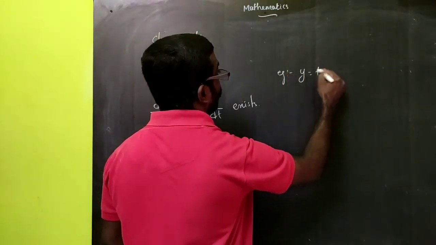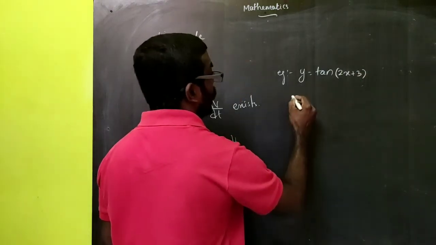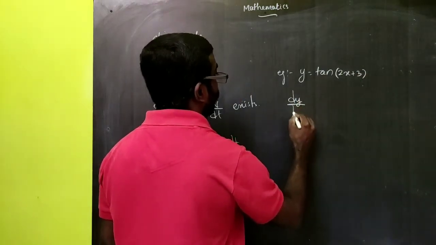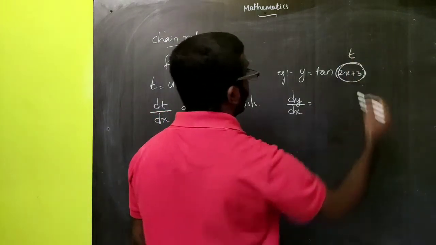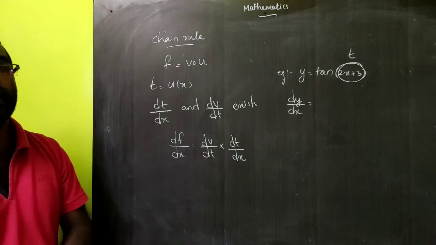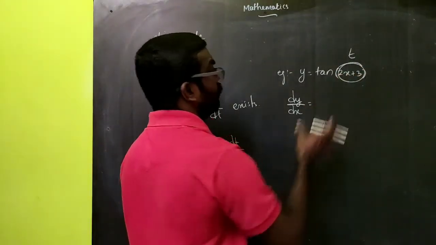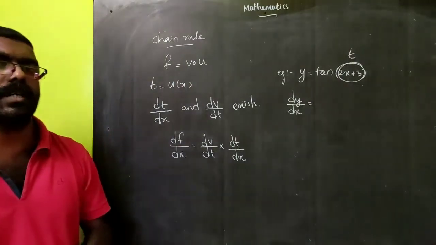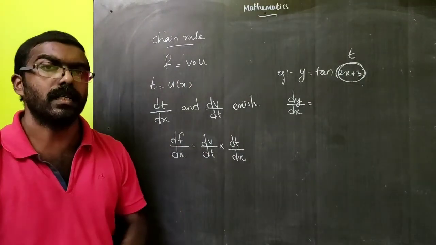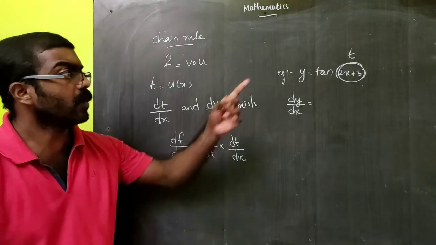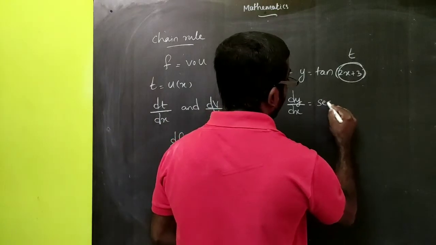y is equal to tan of 2x plus 3, and we have to find the derivative dy by dx. So here dy by dx is equal to, this term can be treated as t. That is t is equal to u of x. Suppose this is t or this is x. If it is tan x, then the derivative is what? Sec square x. Here dv by dt, so sec square t, and t value is 2x plus 3. So sec square 2x plus 3.